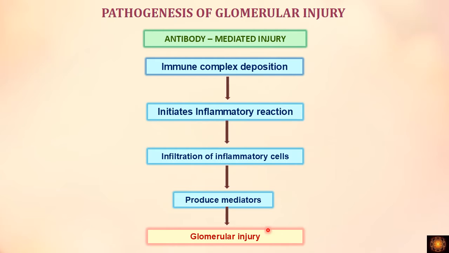So we will be discussing the types of the immune complexes and the locations of the immune complexes, how they produce the inflammatory reaction, what are the inflammatory cells which are involved in producing the glomerular injury, and also about the mediators which are involved in the glomerular injury.